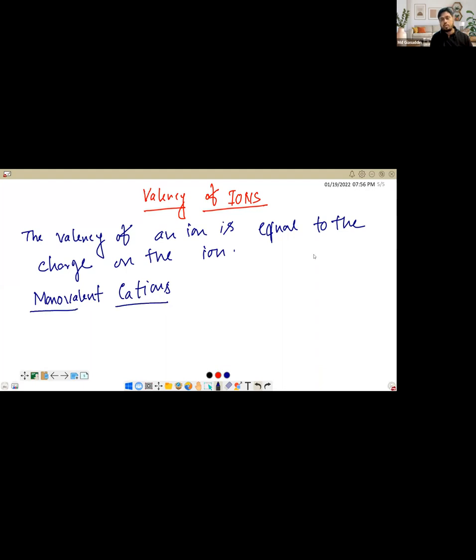So we already know the term mono. Mono means 1. So what will be the example? Hydrogen. We have hydrogen plus, that is H+. Sir, if the charge is plus, then it will be cation. Yes, the charge is plus, so it will be cations. Okay, before that you should know about the terms cations and anions also.